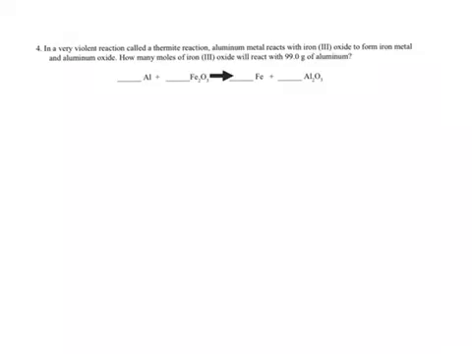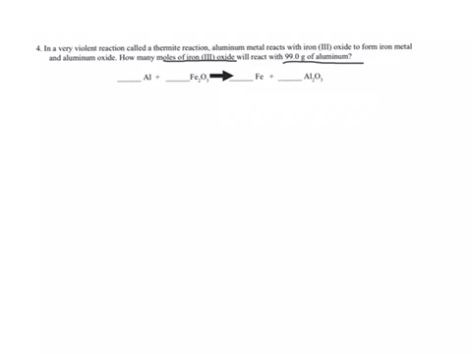This tutorial will be a two-step stoichiometry tutorial. So let's take a look at the problem. In a very violent reaction called a thermite reaction, aluminum metal reacts with iron 3 oxide to form iron metal and aluminum oxide. How many moles of iron 3 oxide will react with 99 grams of aluminum? So think about the problem.